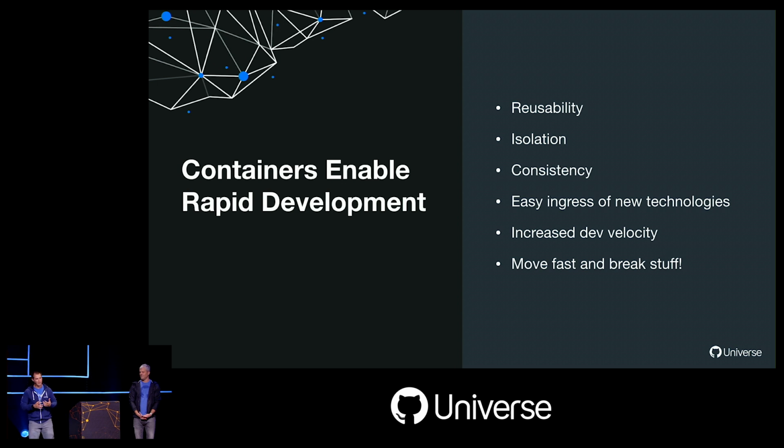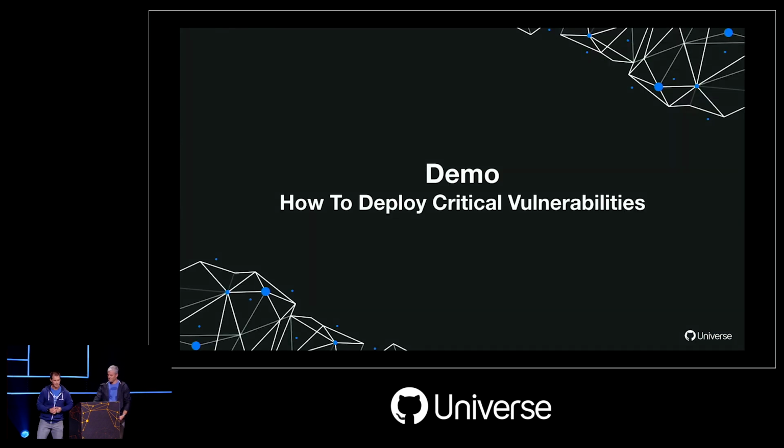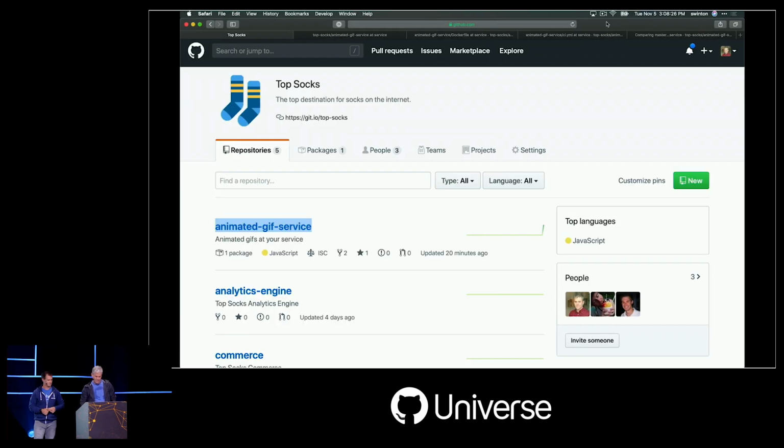So development and DevOps teams feel empowered to move fast and be able to break stuff because they're confident that they can push out updates quickly and reliably without having to babysit their infrastructure and worry about how hard it is going to be to roll things back. So we'll show that in action here.